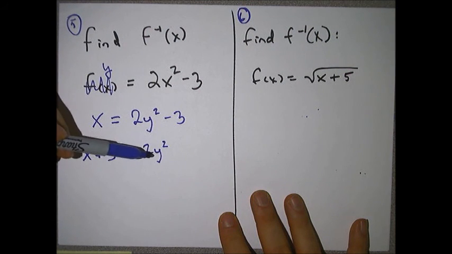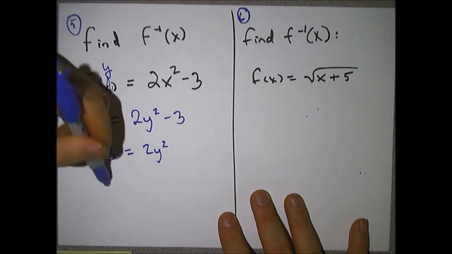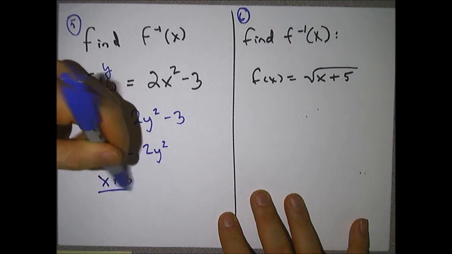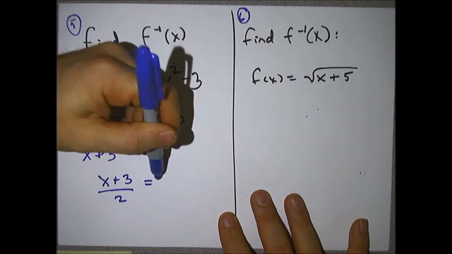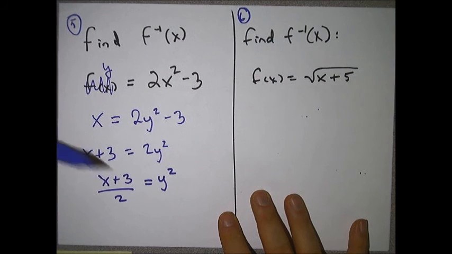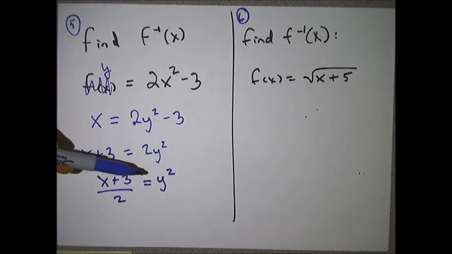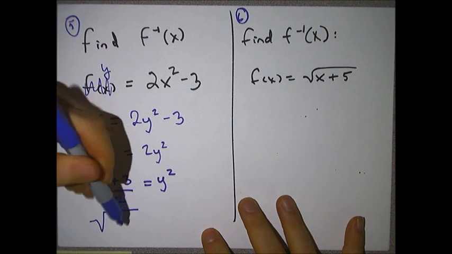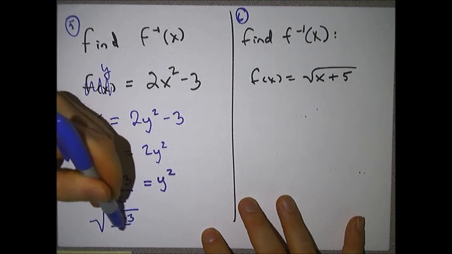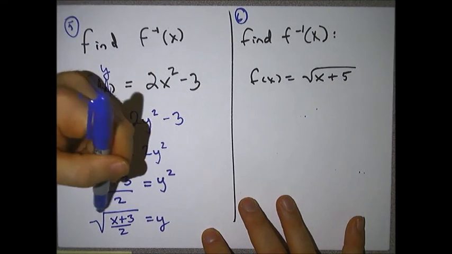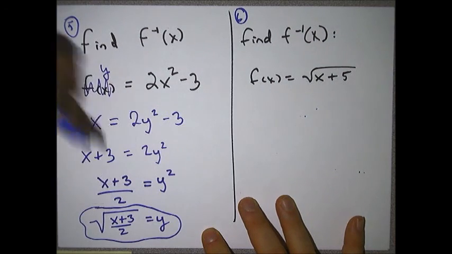I'm trying to get down to y. Next step would be to get rid of this 2 out front. It's being multiplied, so I'm going to divide by 2. X plus 3 divided by 2 is equal to y squared. I don't want y squared, I want y. So to undo something that's squared, you take the square root of both sides. So the square root of x plus 3 over 2 is equal to y, and that is your inverse.